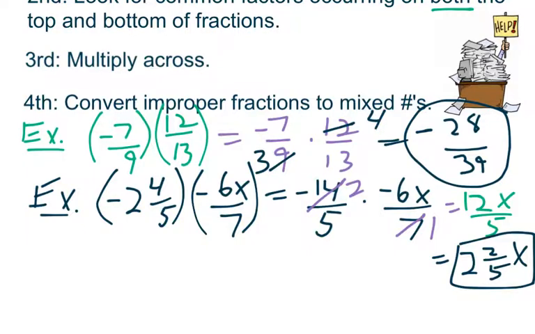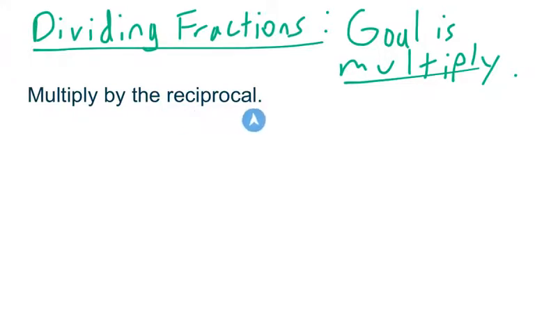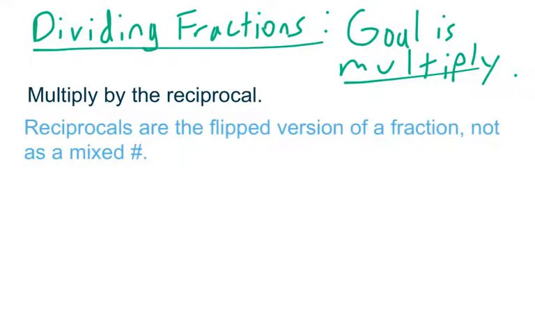Now we're going to move on to dividing fractions. And fortunately, with dividing fractions, our goal is to multiply them. So if you know how to multiply fractions, you should know how to divide fractions. So dividing fractions, our goal is we want to multiply. And all you really need to know is you multiply by the reciprocal. And the reciprocals are just the flipped version of a fraction. And take special note that they're not as mixed numbers.